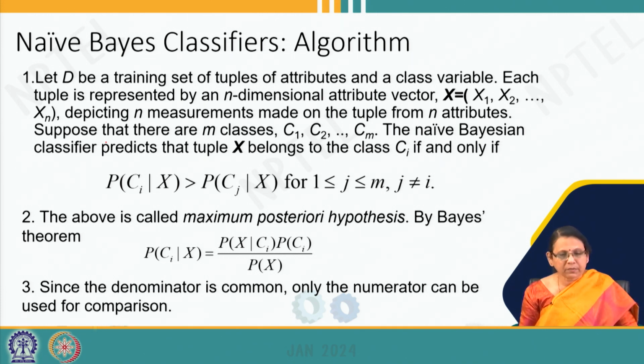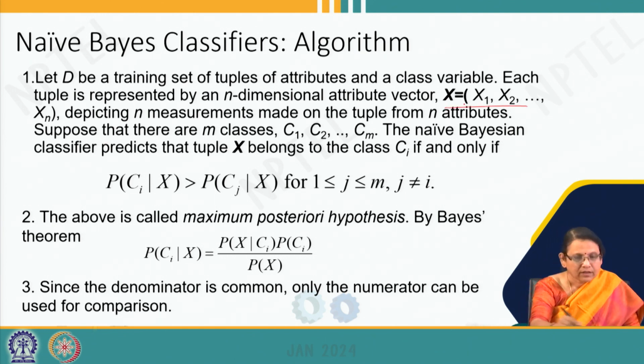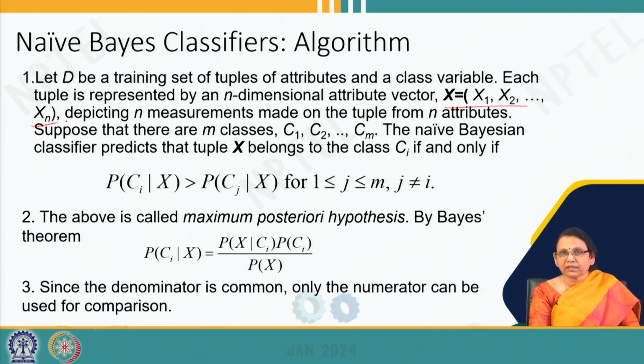Now each tuple is represented by an n-dimensional attribute vector x1 to xn, depicting n measures made on the tuple from n attributes. Suppose there are m classes. In our case, how many attributes were there? 4 attributes. How many class labels were there? 2 class labels. But it can have multiple class labels as well.